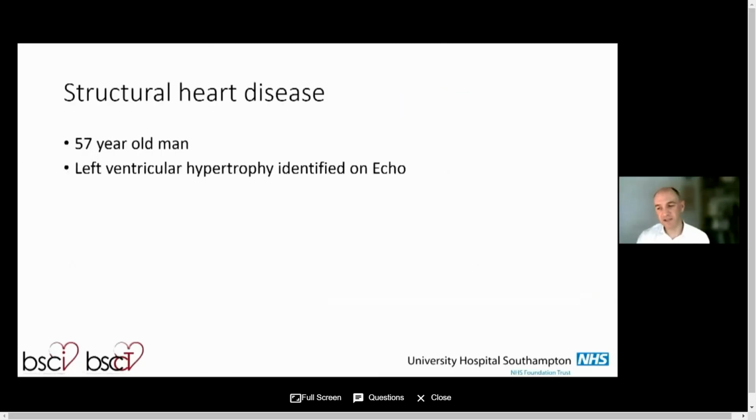So I'd like to change tack a little bit now and actually talk about those patients who have structural heart disease and where CMR has a role to play. And again, I'd like to start with a case. This is a 57-year-old man. He presented with left ventricular hypertrophy, identified on his echocardiogram.